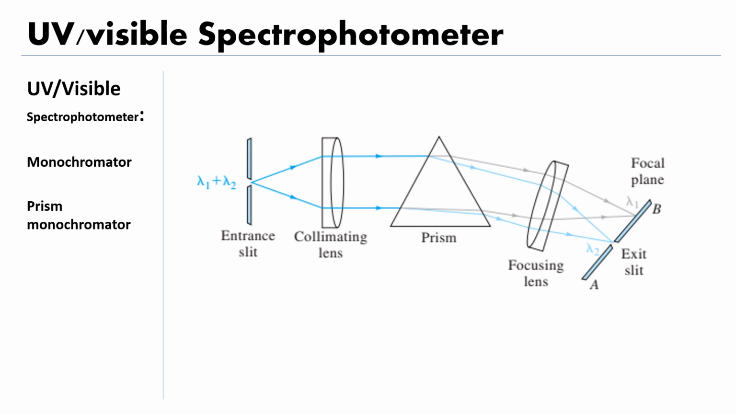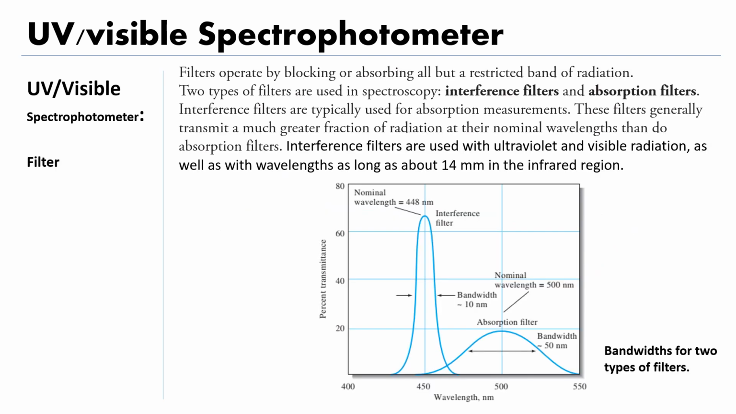In older forms of spectroscopy, they used the prism to disperse the light. So there are prism monochromators, but now in advanced spectroscopy, grating monochromators are used. Some also use filters.